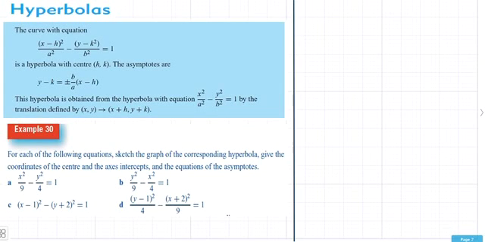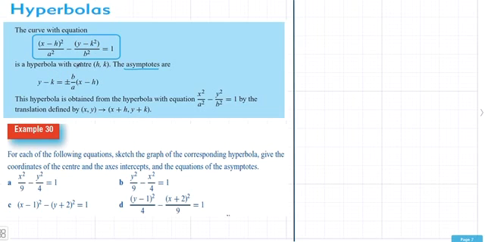We're going to look at hyperbolas. Now hyperbolas are actually very similar to ellipses because you'll notice here the formula looks really similar, but the difference is here. You've got a negative or a minus sign instead of a plus sign. So that's the only difference. And we also have asymptotes for hyperbolas. This is the formula for the asymptote.